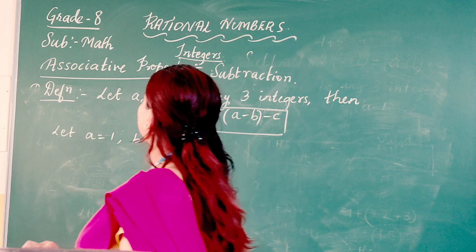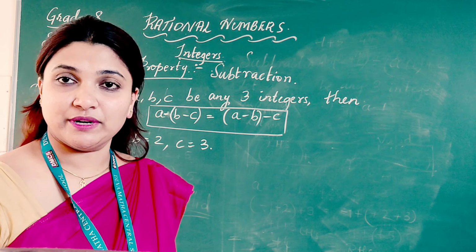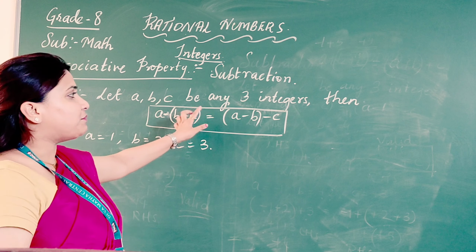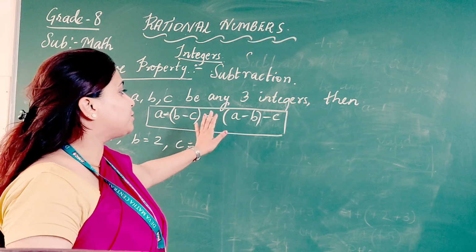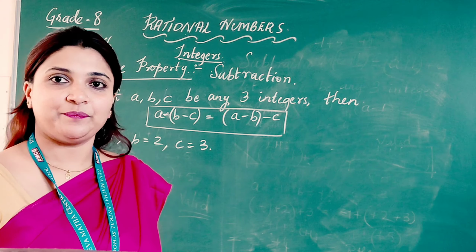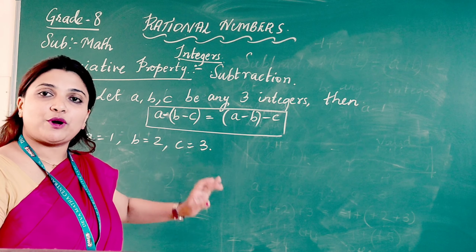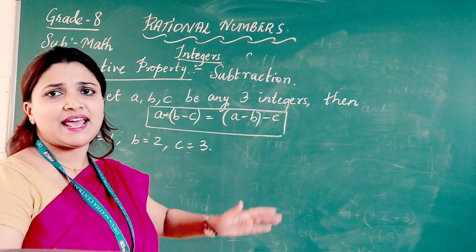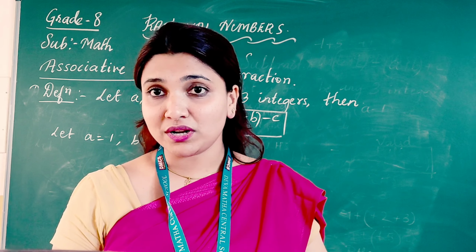So my associative property of subtraction for integers. See children, I have not yet come to rational numbers. I am still talking of integers. Okay. So let A, B and C be any three integers. Then (A minus B) minus C is equal to A minus (B minus C). Alright. So this is the formula for associative property for subtraction. Instead of addition, I put a subtraction sign, and as it is, there is no change at all. Now let us see if associative property is valid for subtraction.